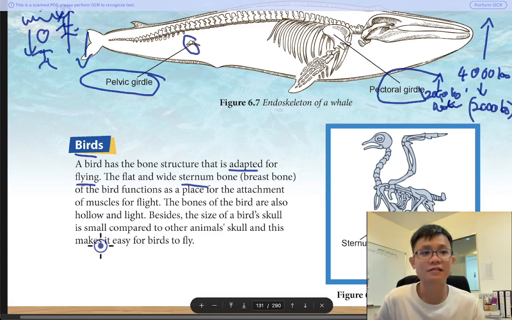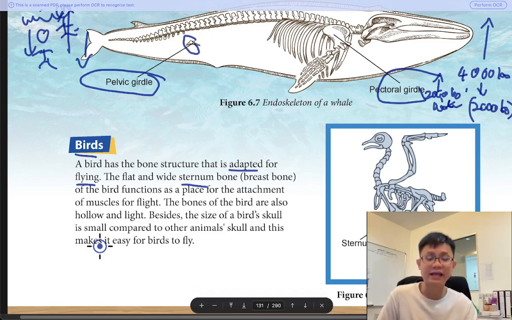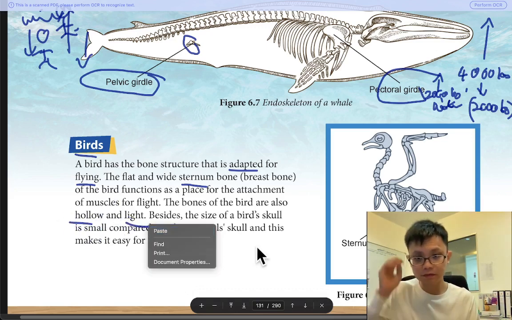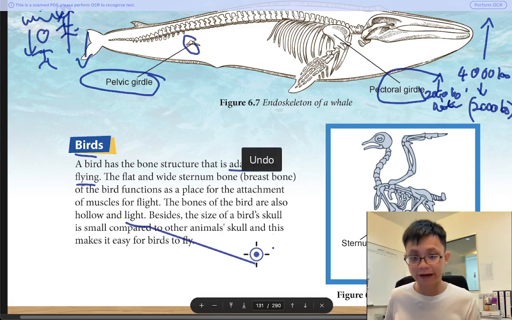Let's say the question asks, what is the adaptation of the bird's bone? You need to say it is hollow and light. Light means you know, heavy or light.